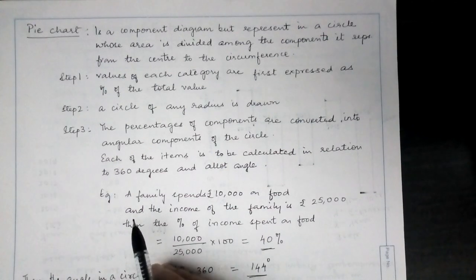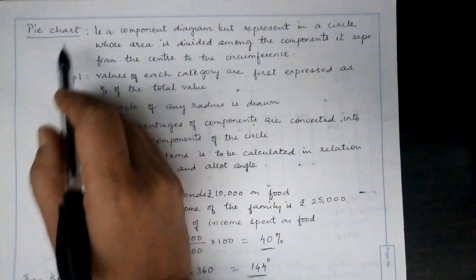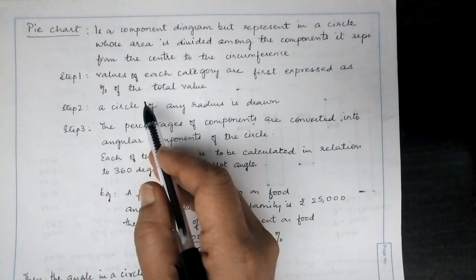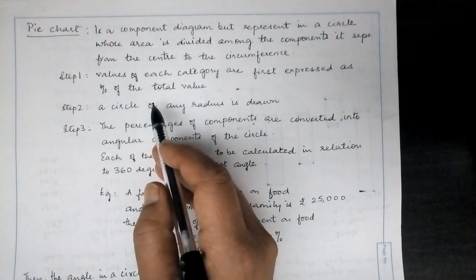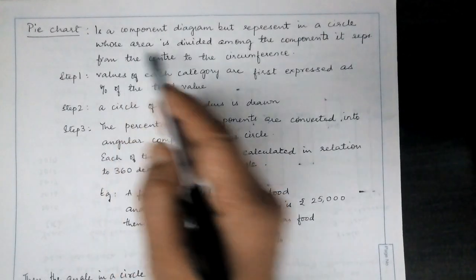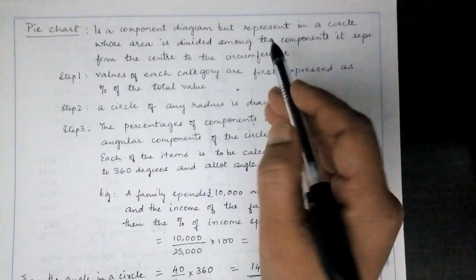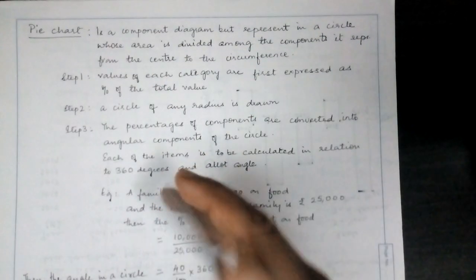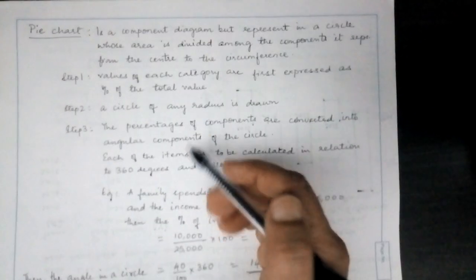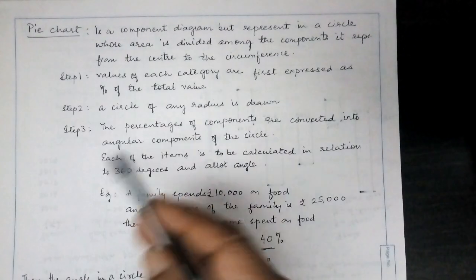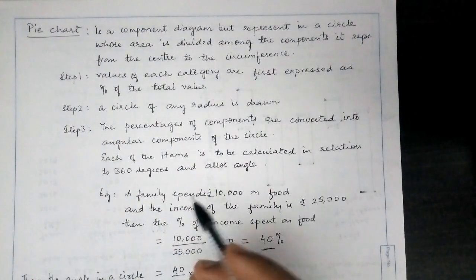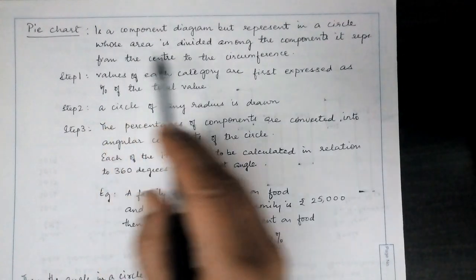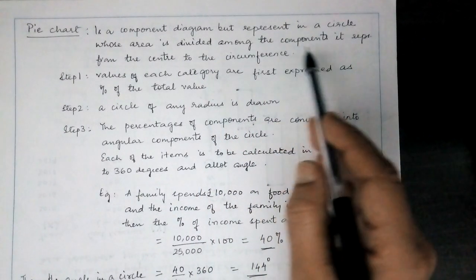And now let's learn the last of the geometric diagrams, the pie chart. The pie chart you have learned in your lower classes also, but here again in statistics as part of economics we will learn. It is a component diagram but represented in a circle. We know component diagram is the bar which is divided into components or parts. So here the pie means what? That sweet cake or a pastry. Okay, so that is divided into parts in a circle whose area is divided among the components.